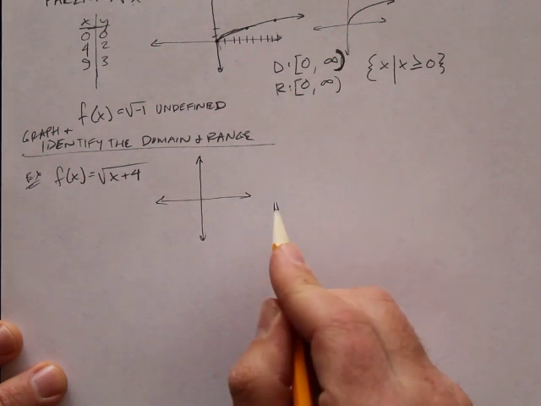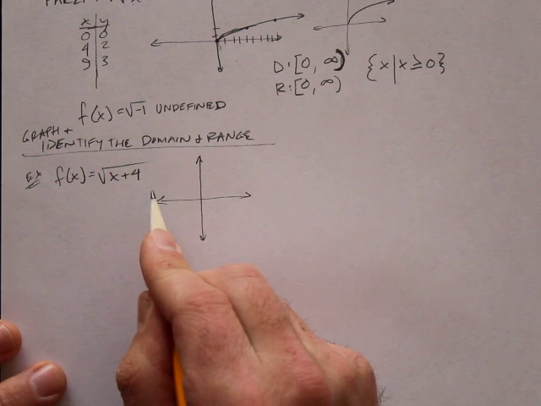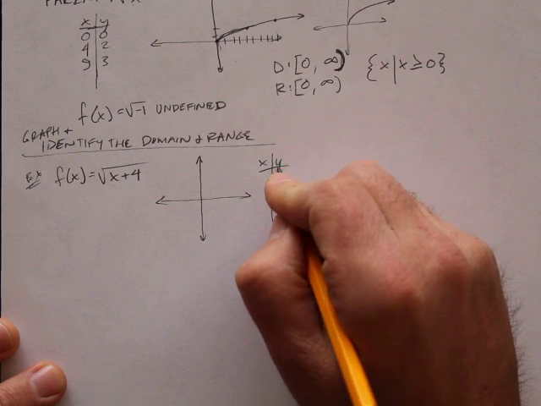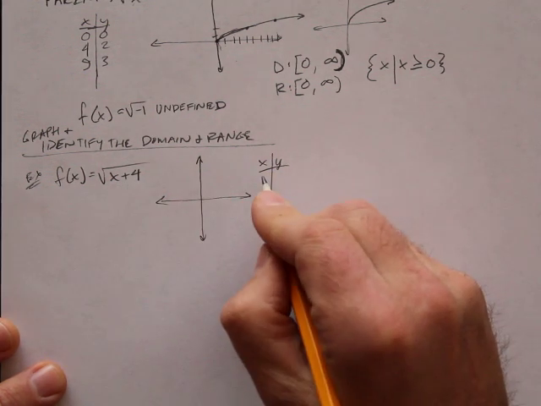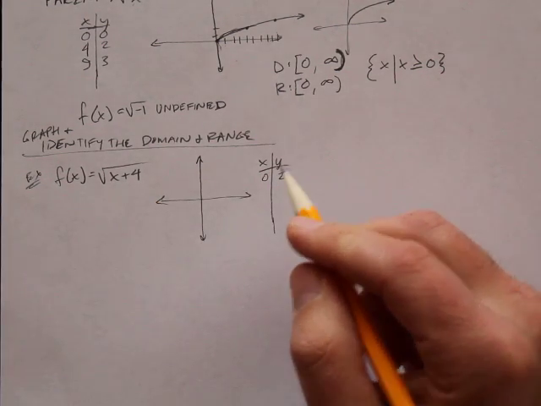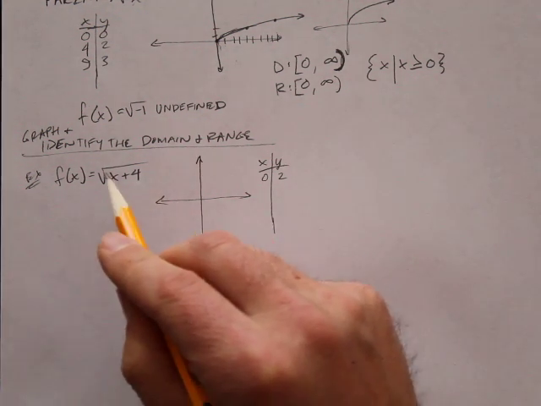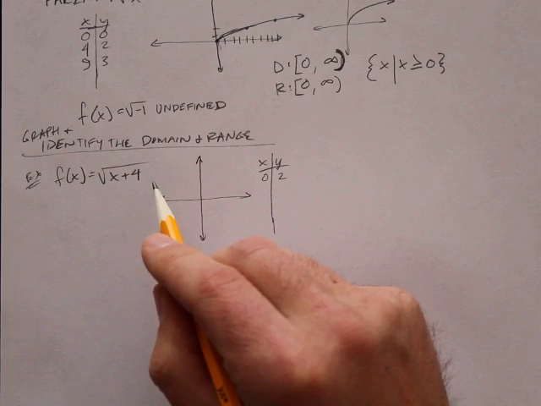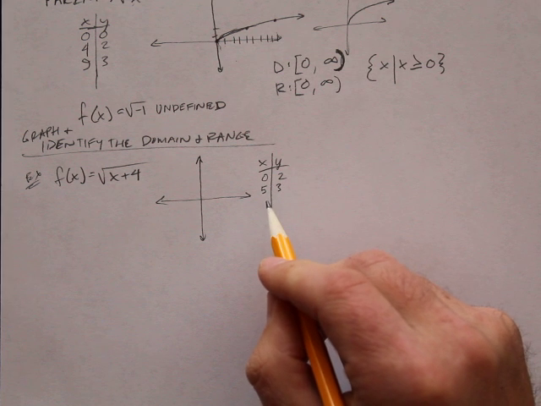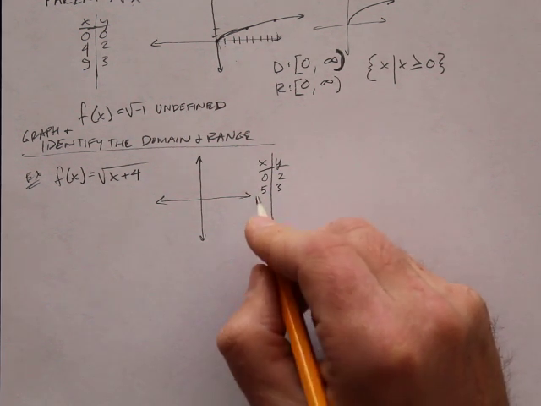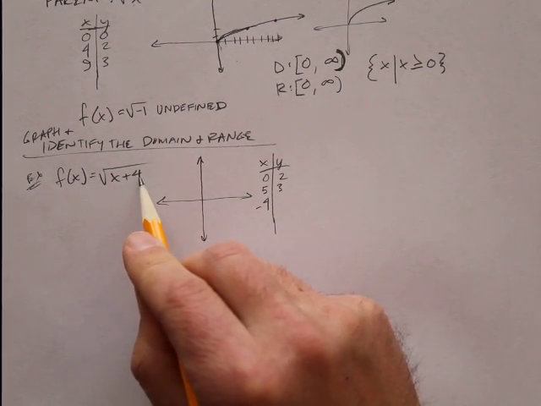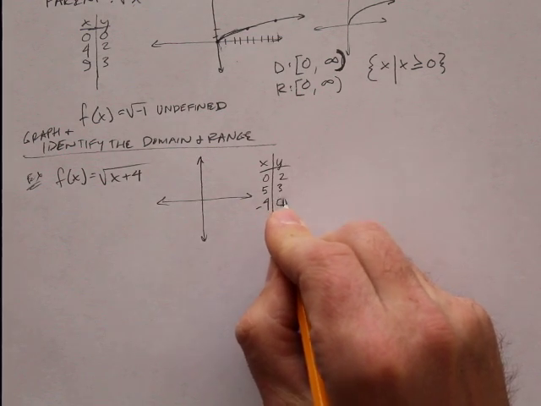Whenever you're not sure what it should look like, just make a t-table and plug in values. So here's x and y. Let's plug in 0 for x, and that'll get us the square root of 4, which is 2. Then we plug in some other numbers that make it easy to take the square root. So 5 plus 4 is 9. Square root of 9 is 3. And let's do one more, -4. Plugged in here, that would make this whole thing 0, so y will be 0.